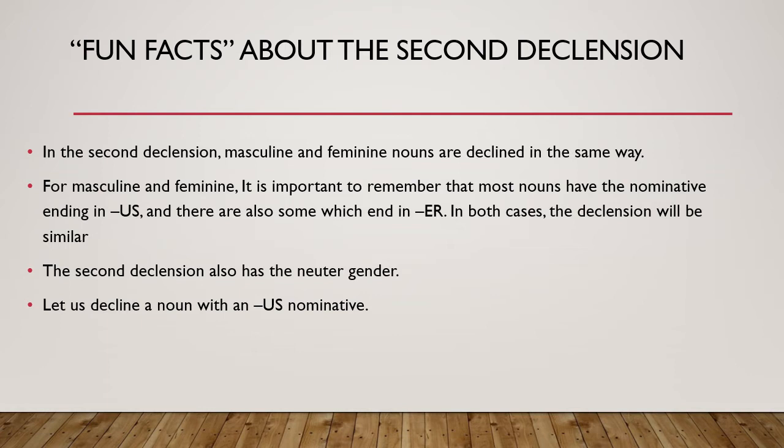For masculine and feminine, there are two endings of the nominative. The most common one is the ending in -us. But there are also some nouns, not many in fact, which can have a nominative in -er or -ir. In both cases, the declension will be similar. And something that we have already said, the second declension has the neuter gender. So what I wanted to do together with you was to decline a noun with a -us nominative.